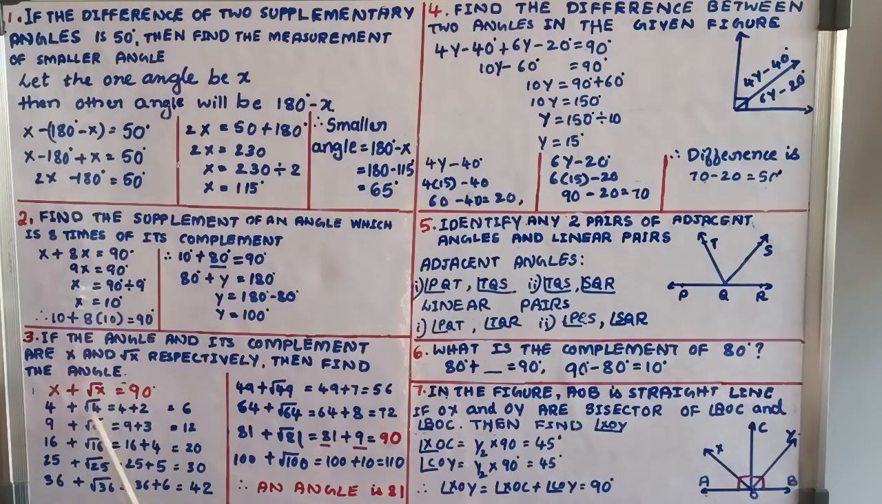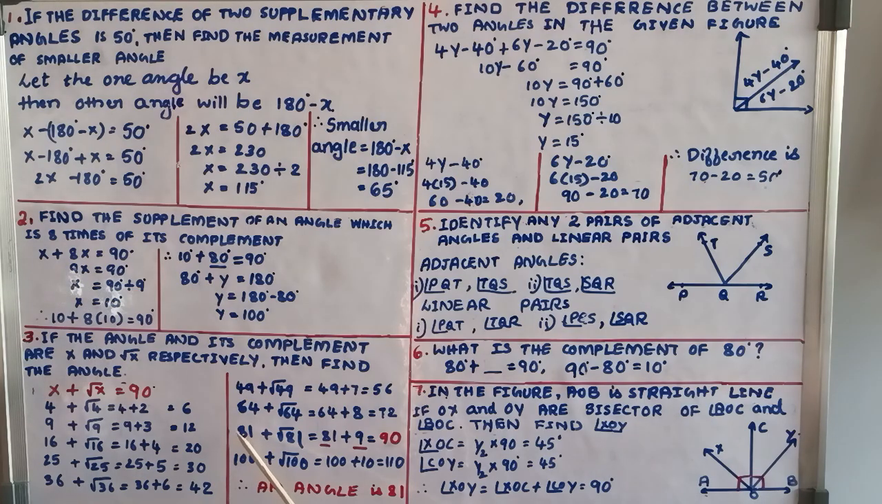Here 4 plus square root of 4. 4 plus square root of 4, which is 2, and if you add it you are getting 6. In the same way 9 plus square root of 9. Square root of 9 is 3. Now if you add it, you are getting 12. Similarly, continue till 100 plus square root of 100. Square root of 100 is 10 and its sum is 110.